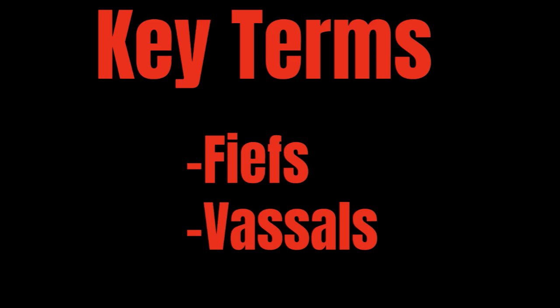The next term is vassals. Vassals are someone who has a mutual obligation to a noble or monarch. This primarily applies to noblemen and knights in the concept of feudalism.